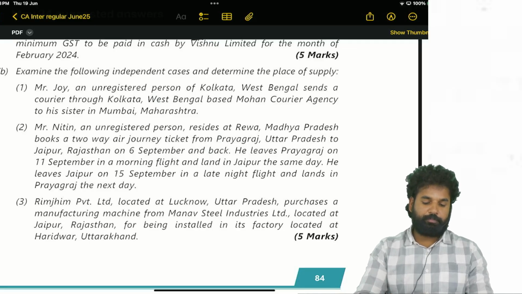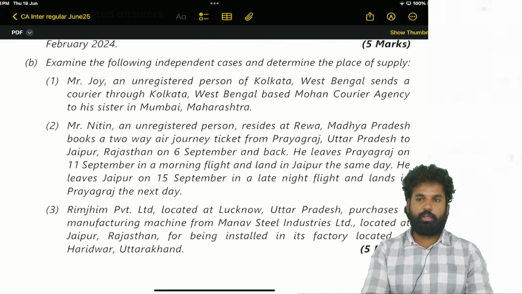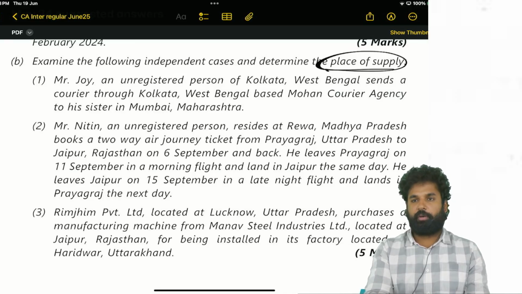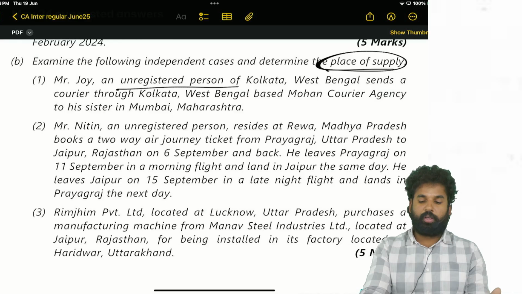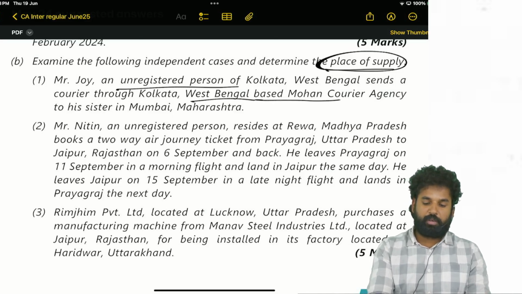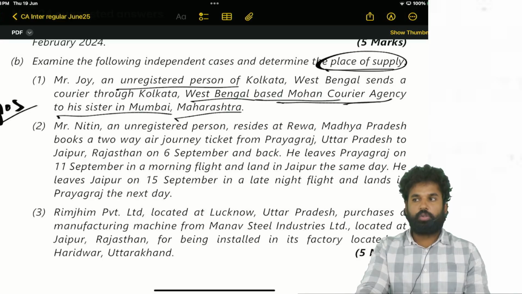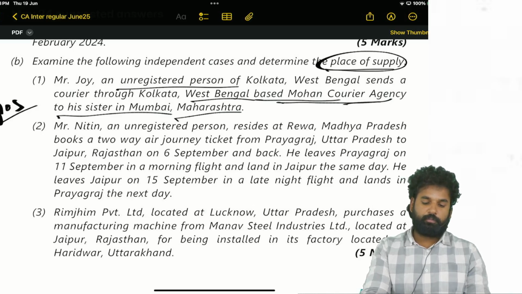And determine the place of supply. Mr. Joy, an unregistered person of Kolkata, West Bengal, sends a courier through West Bengal based Mohan courier agency to his sister in Mumbai, Maharashtra. So what is the place of supply? Place where the goods are handed over for further transportation. So where they are handed over? West Bengal only, no? West Bengal, Kolkata. In Kolkata only they have handed over. The goods has to be sent to Maharashtra.